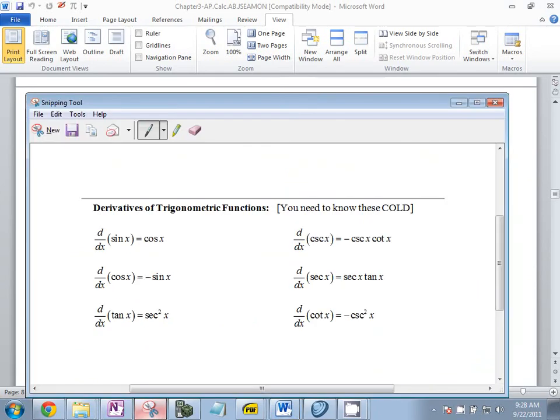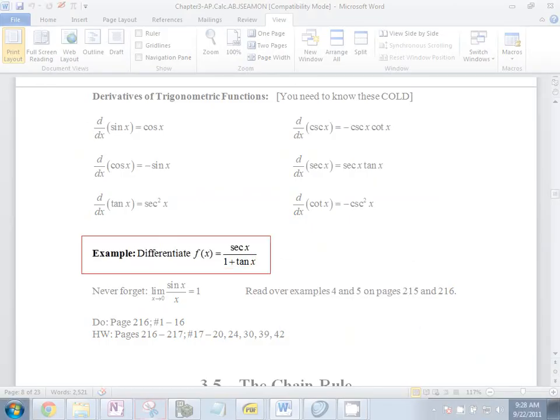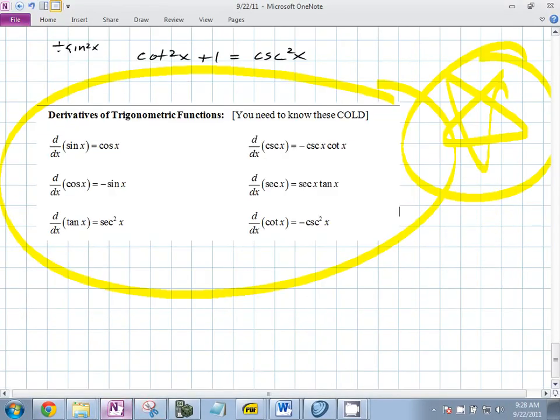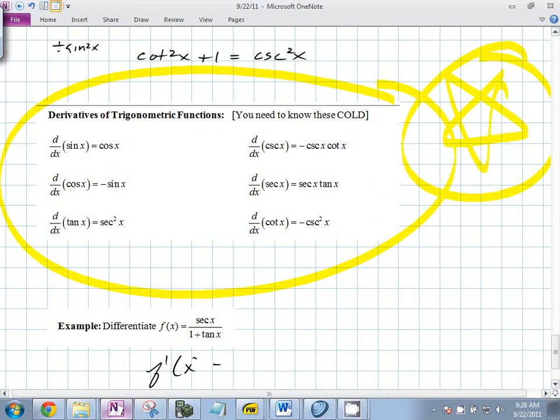This one right here: secant over 1 plus tangent x. If we do that out, what's f prime going to be? What rule are we using? Quotient rule. What's the derivative of low? What's the derivative of the top, secant? Secant x tan x. Yeah, the derivative of secant is secant x tan x.